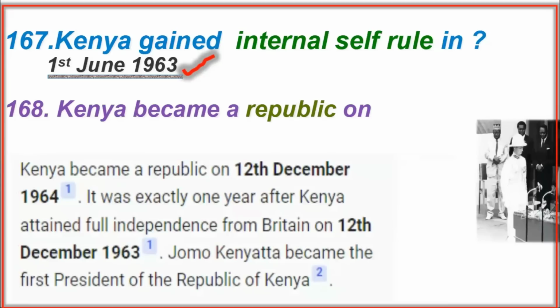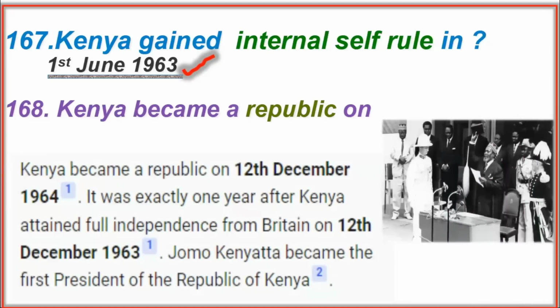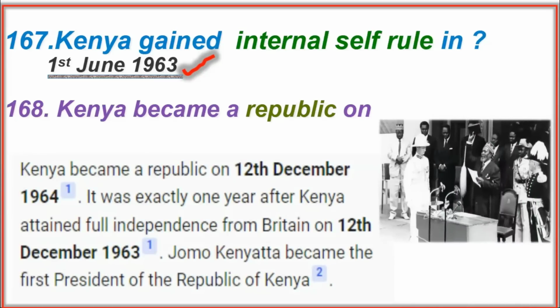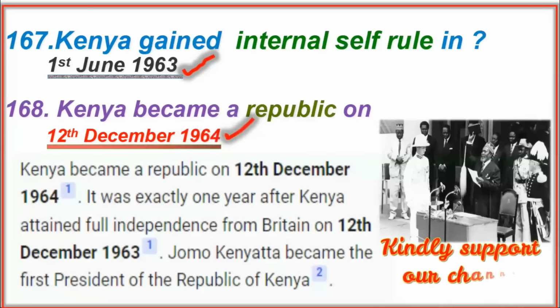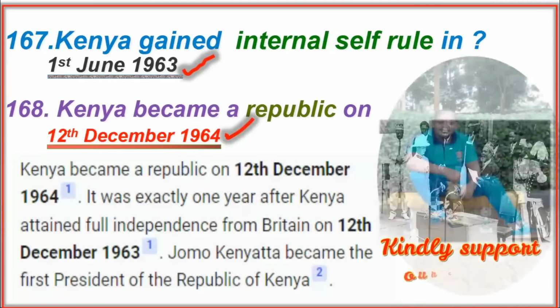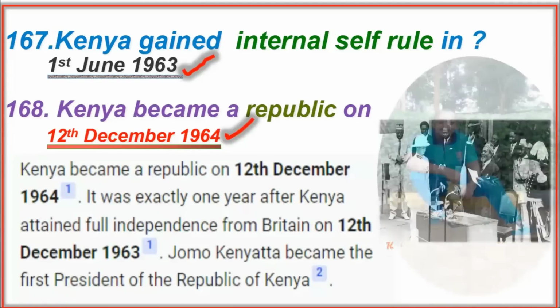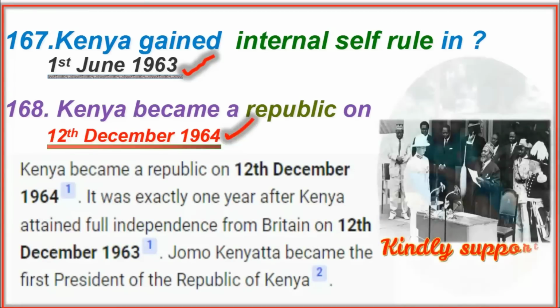Look at this. Kenya became a republic on 12th December 1964. It was exactly 1 year after Kenya attained full independence from Britain. On 12th December 1963, Jomo Kenyatta became the first president of the Republic of Kenya. So the correct answer here should be 12th December 1964.